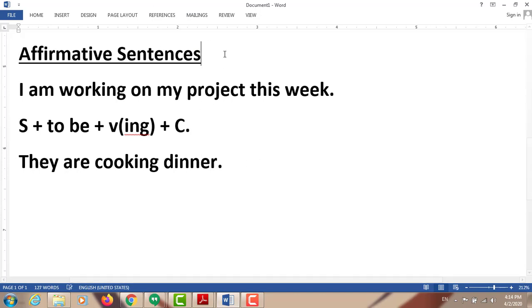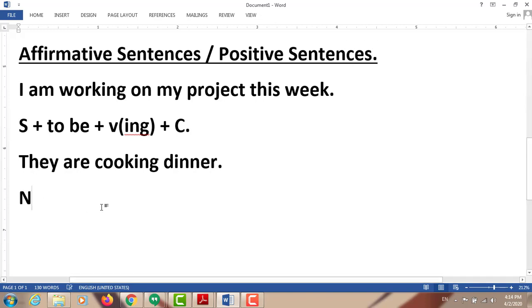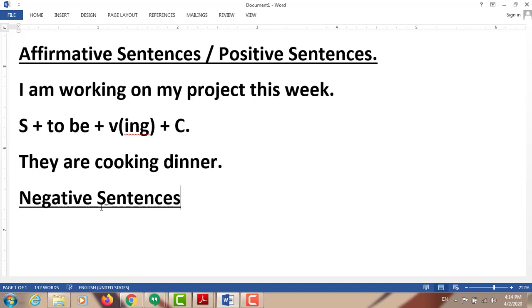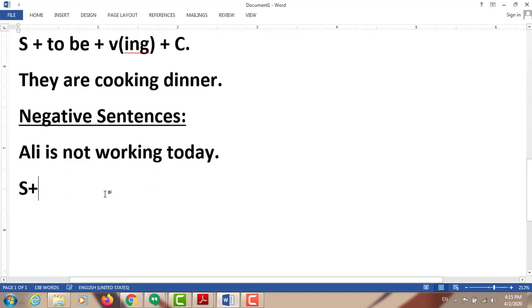So next, this is affirmative, means positive sentences. If you don't know what it means, let me put it this way. Next we have negative sentences. Ali is not working today. Ali is not working today. First we have subject, and then we have to be.